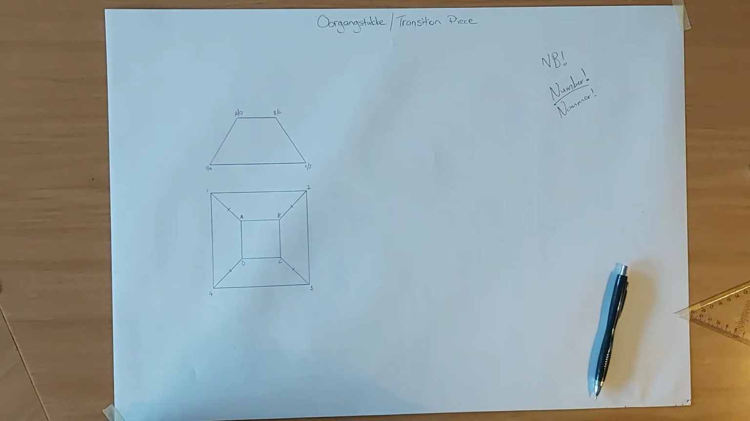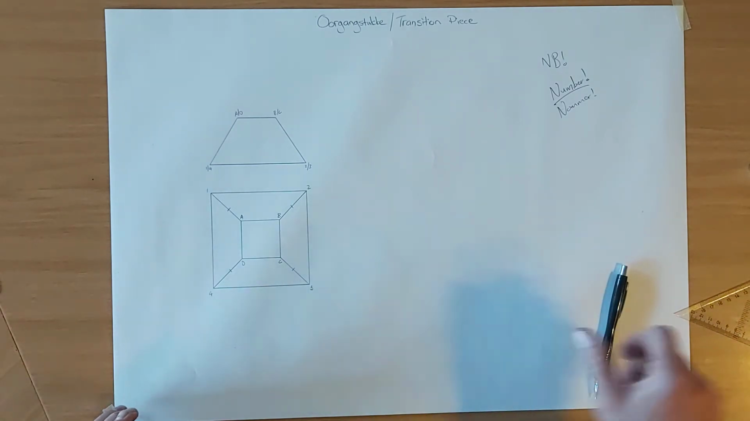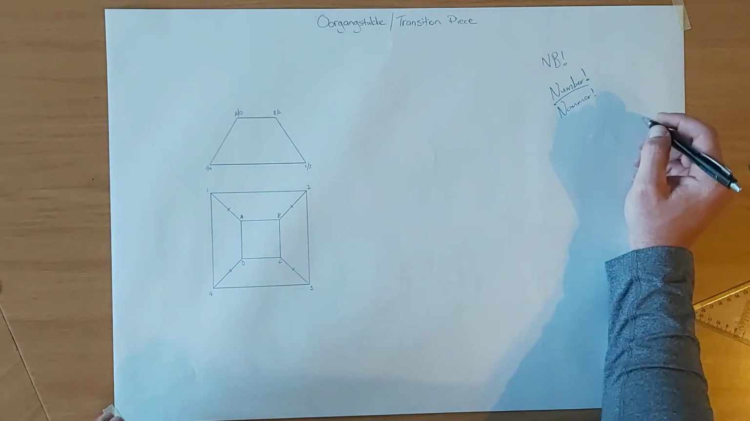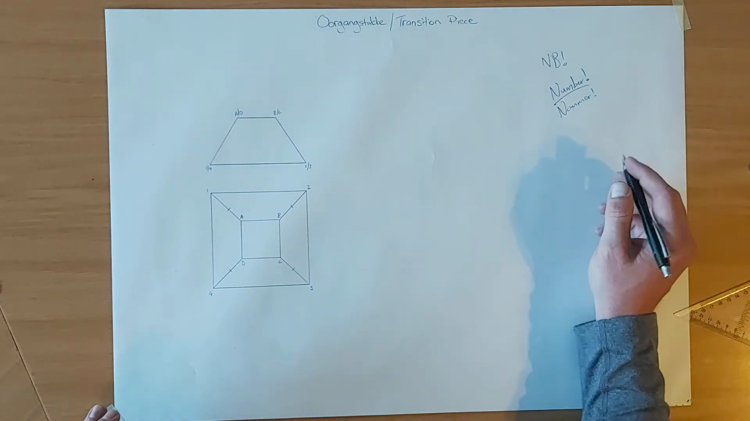Okay. Now, when we work with transition pieces, very important we work with triangulation. Okay, so we're going to work with triangles.